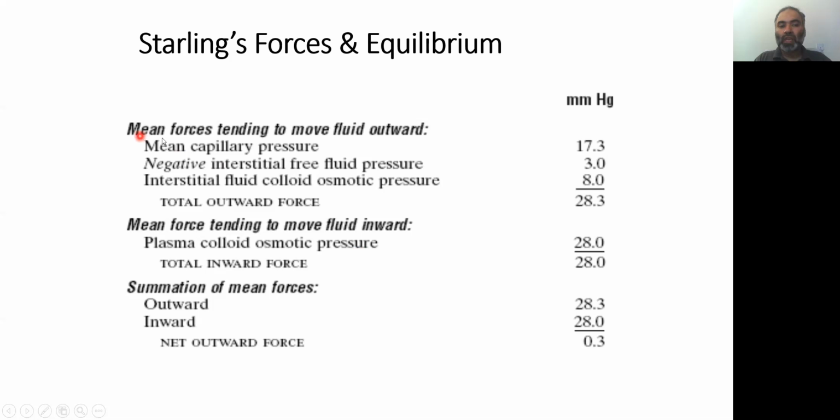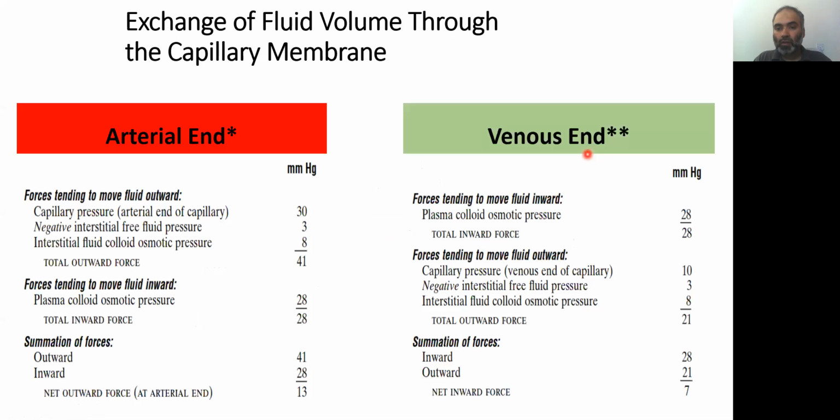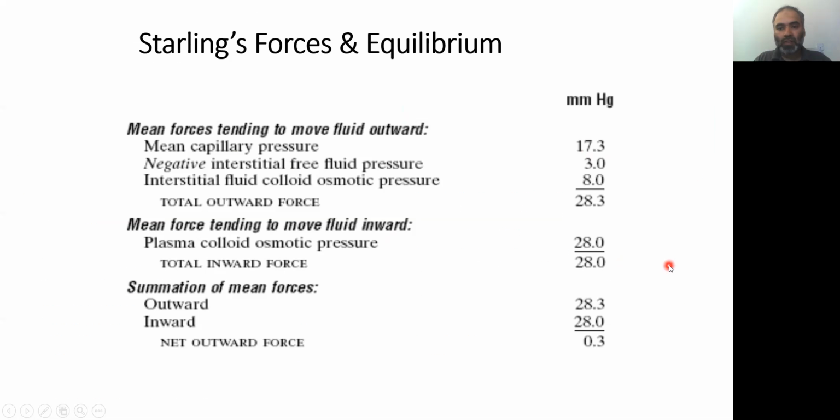So you see the mean force tending to move fluid outward is now 17.3, not 30, not 10, but somewhere in the middle, 17.3. This is his experiments. That's why we name it after him. So he has averaged it. 17.3 is the mean. Now you see the word mean capillary pressure across a capillary bed.